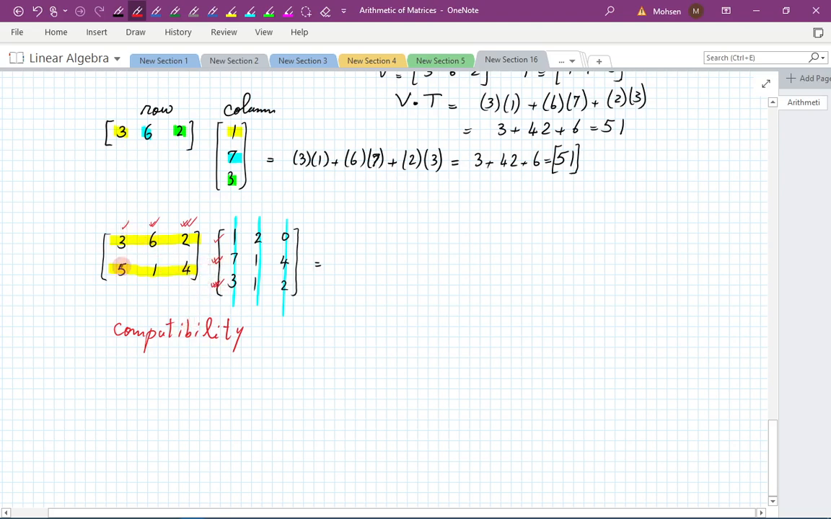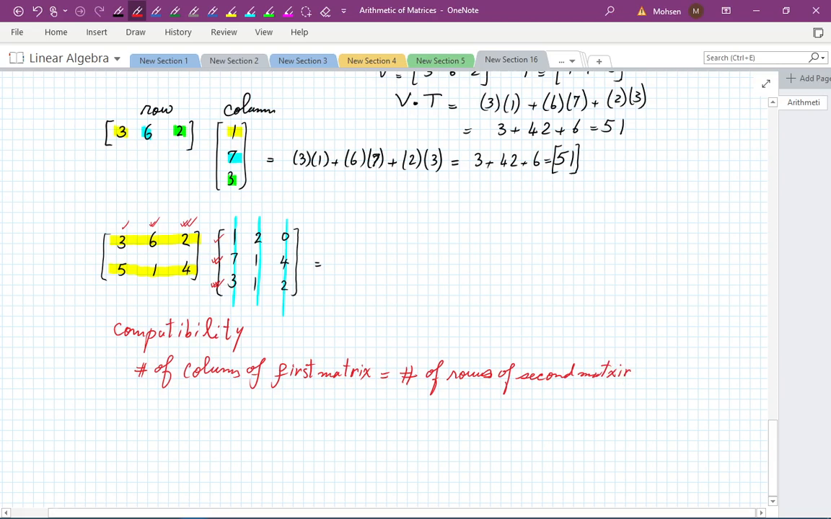How do we say it? Well, this is the number of columns you have. The number of columns of the first matrix has to be equal to the number of what? Well, this is the number of rows of the second matrix. Okay, the number of columns of the first has to be equal to the number of rows of the second.